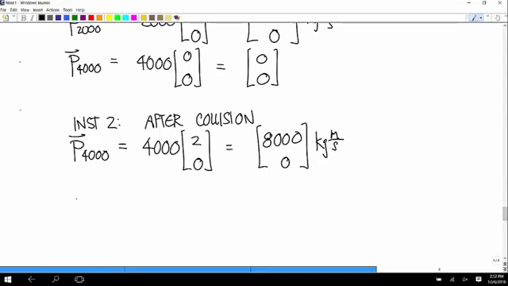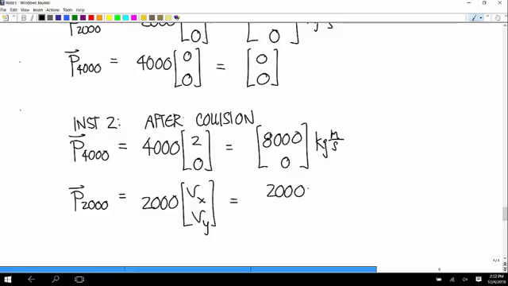And what about the 2,000 kilogram train car? What's its linear momentum? It has a mass of 2,000, and we don't know the velocity vector, so I'm going to just write that as Vx, Vy. And so you could simplify this right now to 2,000 Vx, 2,000 Vy.